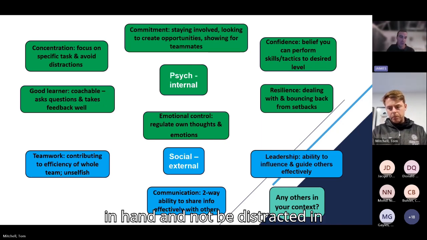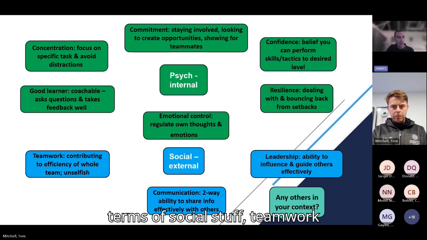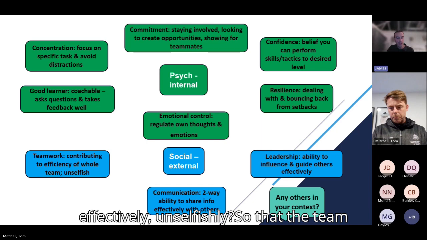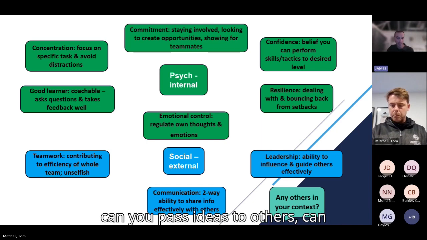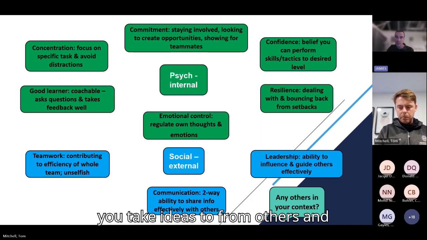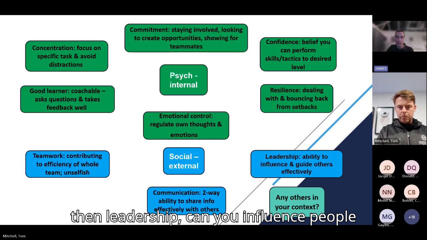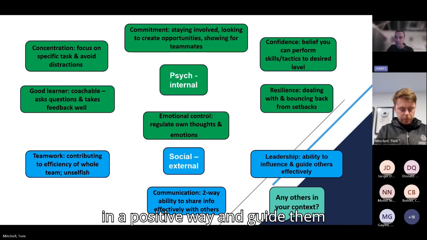In terms of social stuff, teamwork, obviously, can you contribute effectively, unselfishly to the team ethic? Can you communicate? So can you pass ideas to others? Can you take ideas from others? And then leadership, can you influence people in a positive way and guide them effectively?